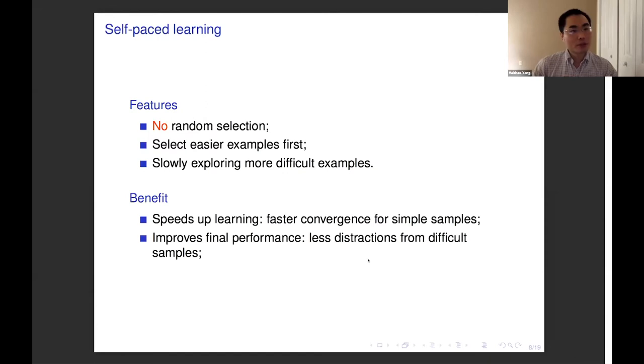The benefit of this preference is that we could speed up the learning. For example, the convergence for simple examples might be faster than training with more challenging examples. And once we have a rough idea, we can use challenging examples to refine the definition, for example the definition of the chair. So we could finally improve the performance. At the beginning, we will have less distraction from difficult examples, and finally, we have difficult examples to refine the definition. So in general, we have some empirical benefit from the self-paced learning procedure. This is the main idea of self-paced learning.